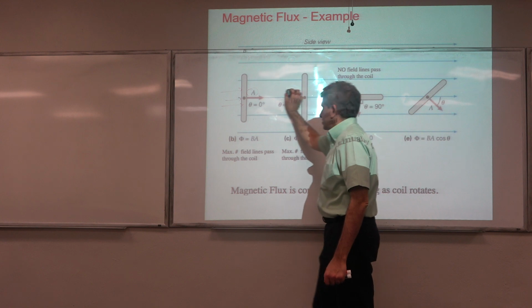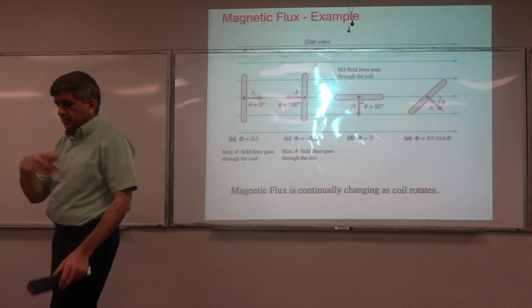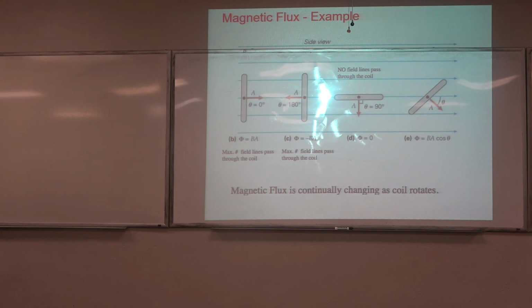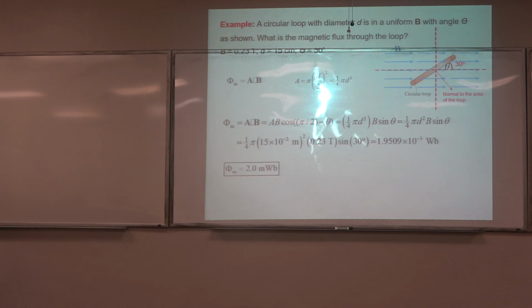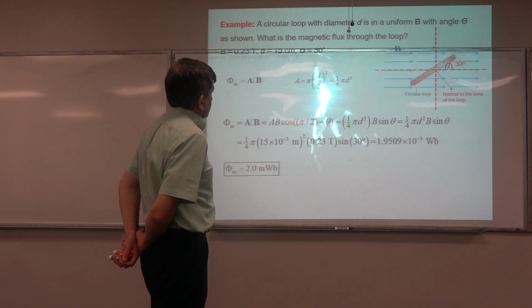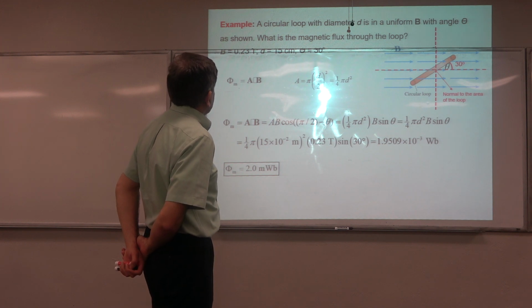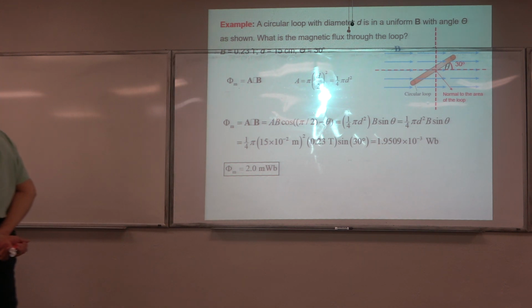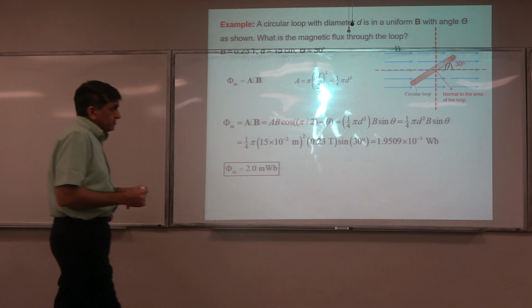So if I keep rotating this coil, I keep changing the flux, which means I keep inducing the current. Alright, here is an example. A circular loop with a diameter d is in a uniform magnetic field B and an angle theta is shown in the figure. What is the magnetic flux through the loop where the magnetic field is 0.23 Tesla and the diameter of the coil is 15 centimeters, and it makes an angle theta. The coil makes an angle theta with the magnetic field line.